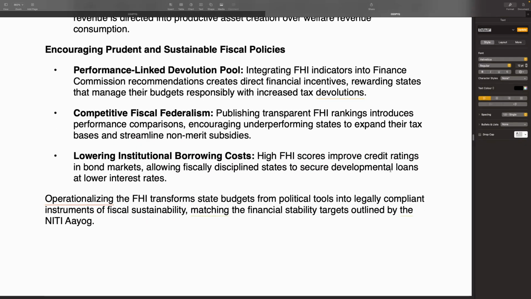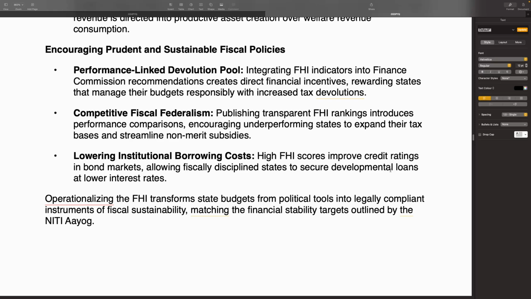Encouraging prudent and sustainable fiscal policies. Performance-linked devolution pool: integrating FHI indicators into Finance Commission recommendations creates direct financial incentives, rewarding states that manage their budgets responsibly with increased tax devolution. Competitive fiscal federalism: publishing transparent FHI rankings introduces performance comparisons, encouraging underperforming states to expand their tax bases and streamline non-merit subsidies.